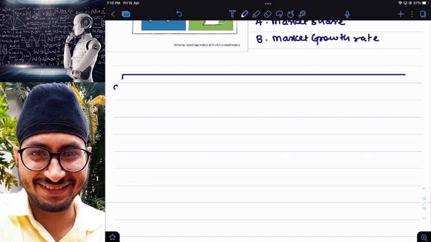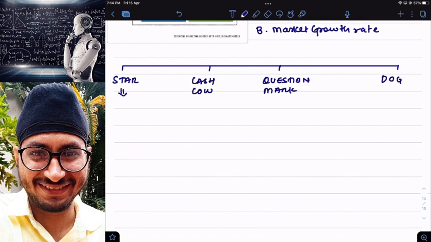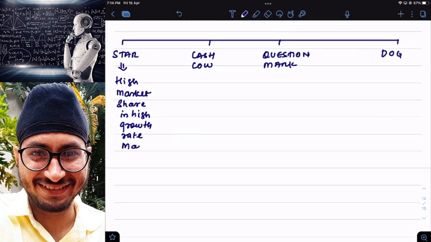First one will be what, sir? Star. Second one we can say cash cow. Third one question mark. And fourth one dog. Clear? Sir, how do I know whether a product is star or not? Star means high market share in a high growth rate market. Very high market share in a high growth rate market is considered as what?